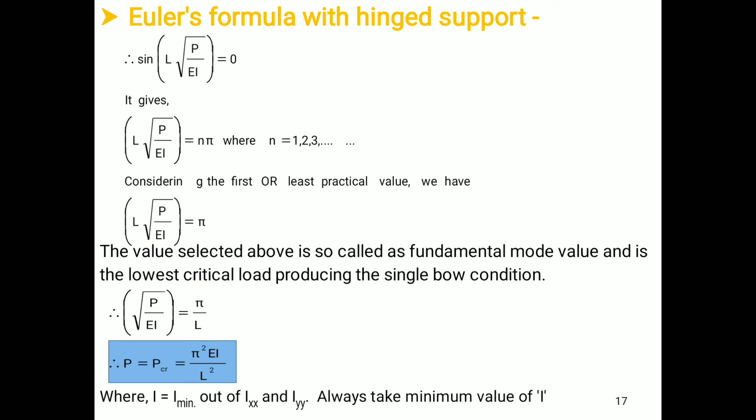Where I is nothing but the value of the minimum moment of inertia, out of the x-x axis or y-y axis. We are going to consider the minimum moment of inertia, because about that axis the deflection, the buckling, will occur. About the minimum moment of inertia the buckling will take place. Therefore, we are going to consider the I minimum value. So always take the minimum value of I. It is already discussed.